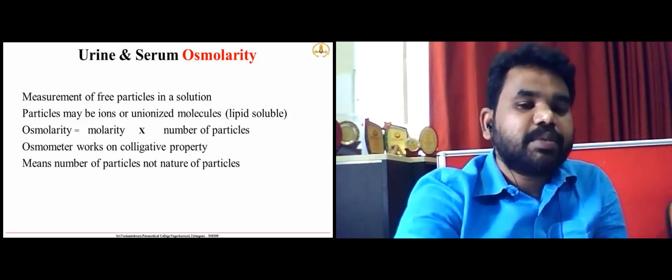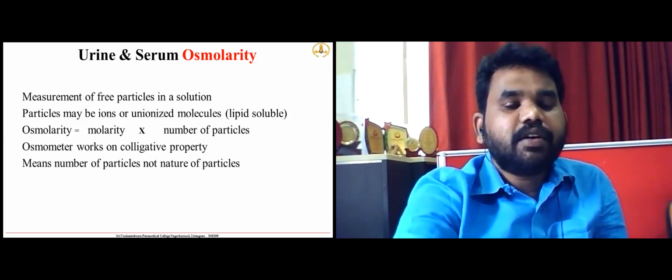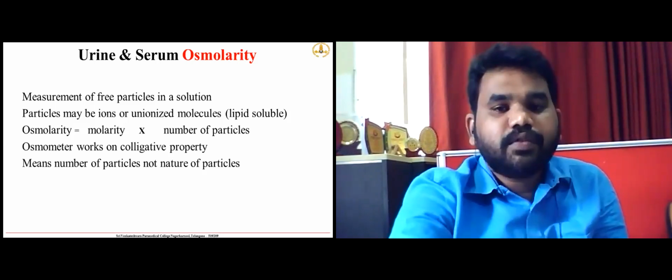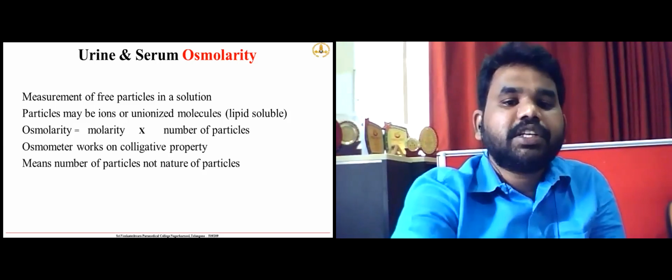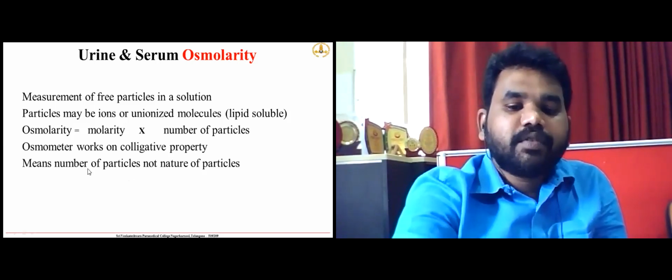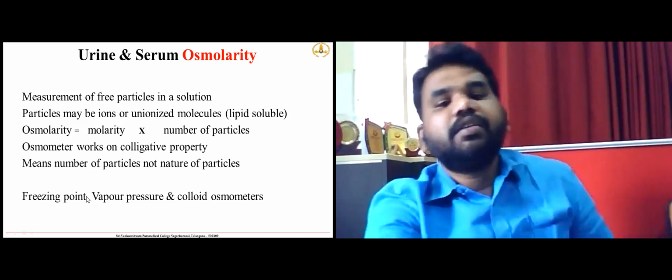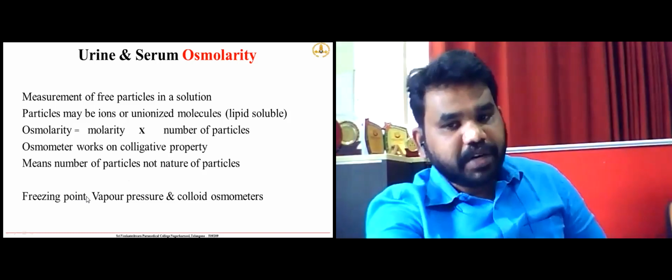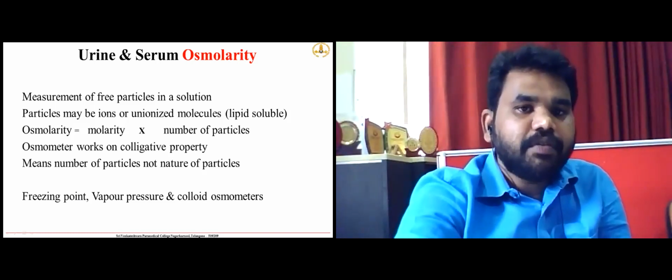Colligative property means the number of particles, not the nature of the particles. The number of particles present inside the sample defines the osmolarity. It doesn't matter whether it is glucose, sodium, or potassium; it depends only on the number of particles. There are different types of osmometers: freezing point osmometer, vapor pressure osmometer, and colloid osmometer. Here I'm going to discuss the freezing point osmometer and how it works.